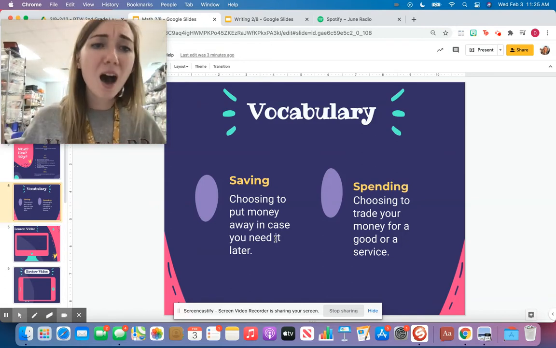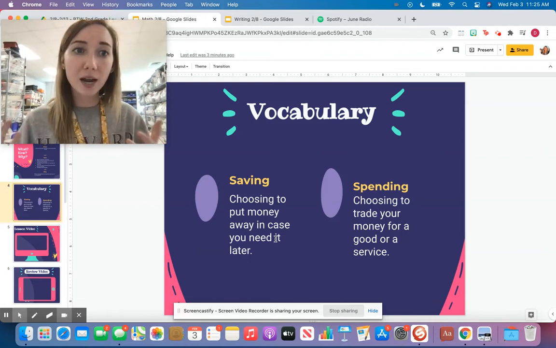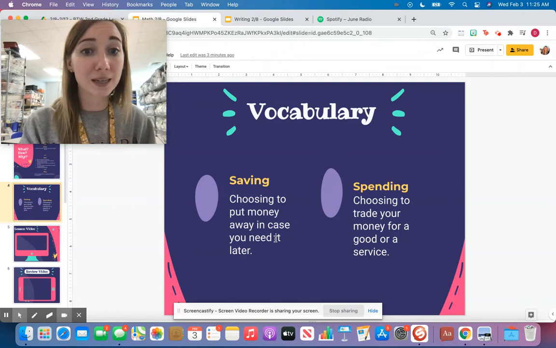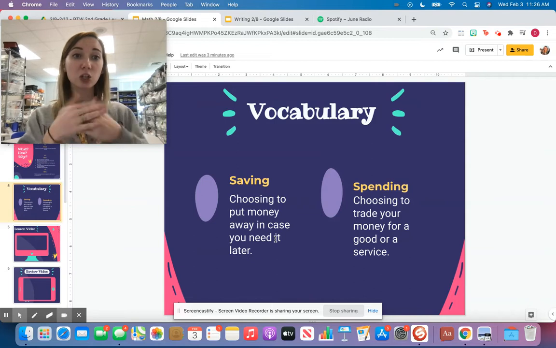So then that's spending, or I'm sorry, that's saving. Spending is the opposite thing. So if that's what saving means, what do you guys think spending means? Go ahead and talk to someone next to you about what spending is. So saving is keeping your money. So spending must be using your money.